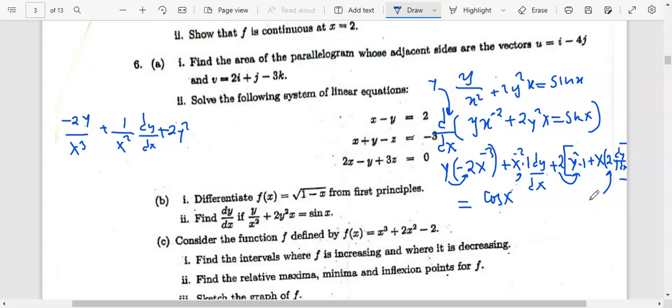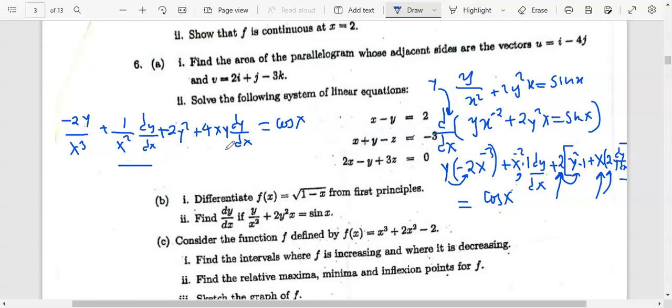Okay, that is a 2y dy over dx. So we have got a 2y. We multiply this with this x, that will be 2xy. It multiplies again with this 2, that is going to be 4xy dy over dx. And this is going to be equal to cos x.